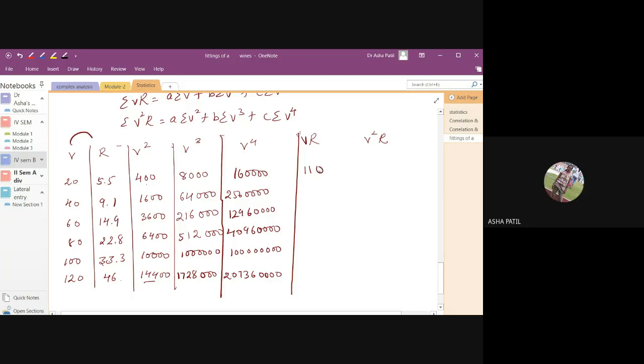See, when you get this value, immediately multiply by again R and write, again V square R is there. Again multiply by 20 and write the next column also. It saves your time. Is it right? 2200? Yes, ma'am. Okay. V into R again.